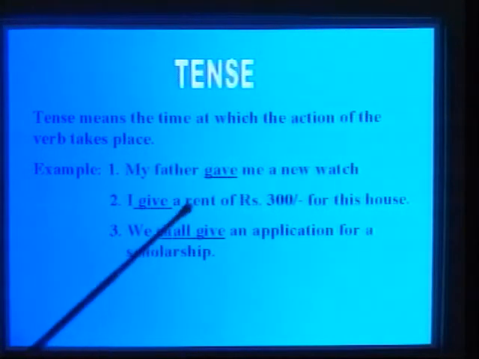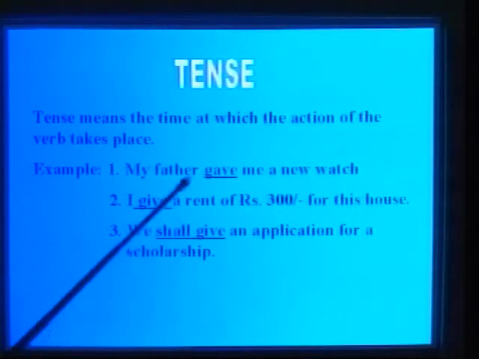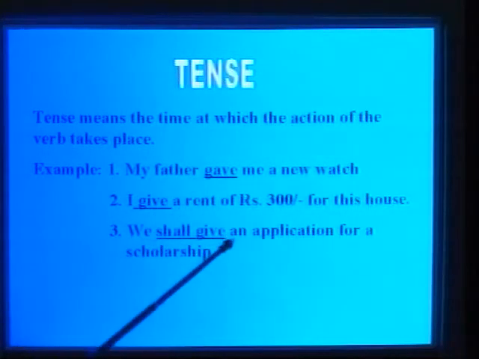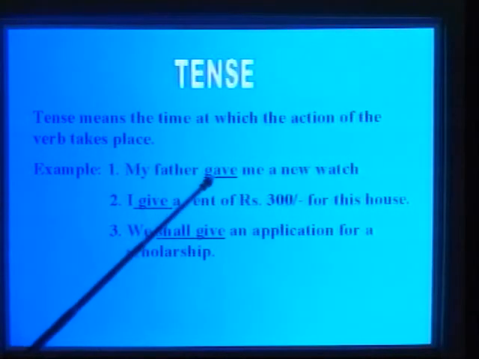Alright, the example: my father gave me a new watch. I give a rent of rupees 300 for this house. We shall give an application for scholarship. See, the verb give is expressed in three different forms. In the first sentence you have gave, in the second sentence you have give, in the third sentence shall give. See, they represent three different tenses. This is already given, this is past, and here this is about the present, and this in future you are going to give. Hence, this is future, this is present, and this is past.